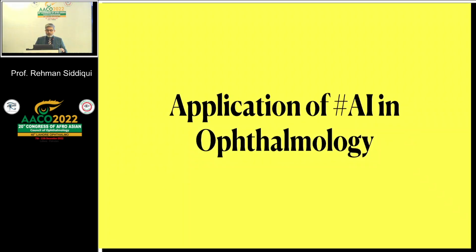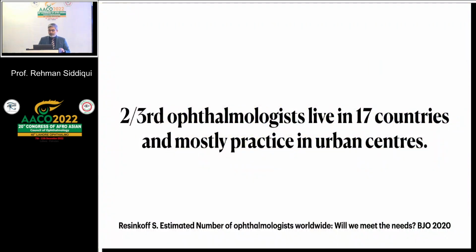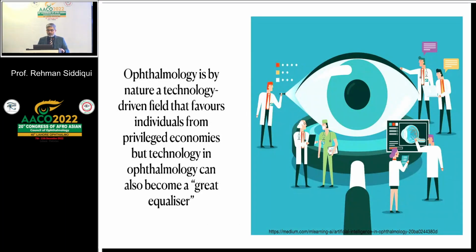Right, so coming to application of AI in ophthalmology. The first thing you have to realize is that two thirds of the ophthalmologists in the world live in only 17 countries, and most of them are practicing in big urban centers like Dubai and London. Even in some US counties, there are not enough ophthalmologists, because they're all working in San Francisco, New York, Chicago, and big areas. So we need some sort of access to the community.